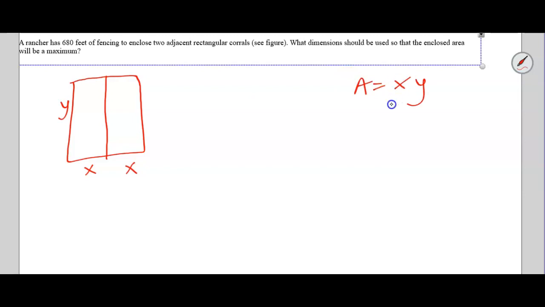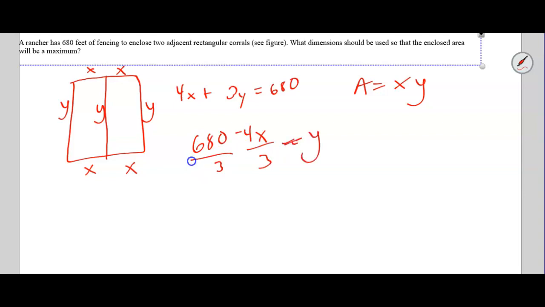That's our primary. Well, let's figure out this. If this is y, then this long leg right here is y, and so is this. So that's 3y. We also see if this is x and this is x, this is x, and so is that. So that's 4x plus 3y, and we know it's going to equal 680. So we isolate y again. We subtract 4x, and then we divide both sides by 3 to isolate y. This doesn't simplify, so I'm going to leave it like this.